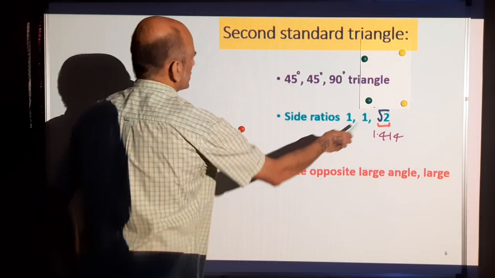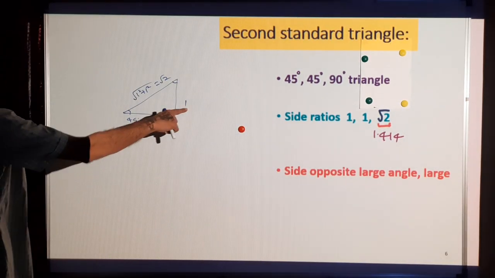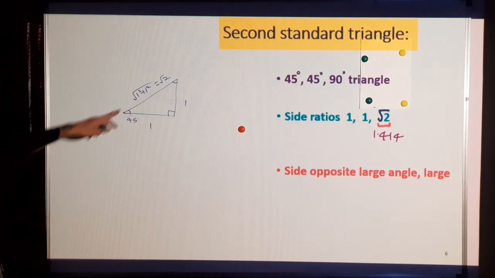If you remember this thing, it's good, otherwise you have to get this thing by Pythagoras theorem. Hypotenuse square is a square plus b square. This is c. So c square equal to a square plus b square. From that I can get this 1, 1, root 2 ratio.